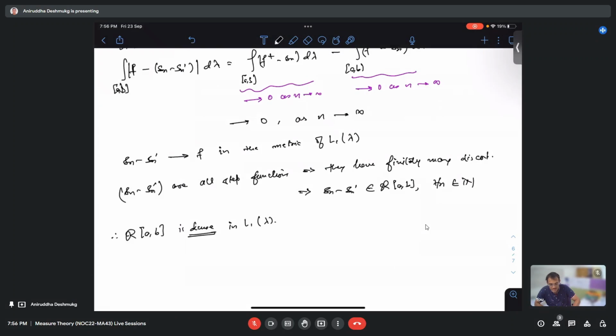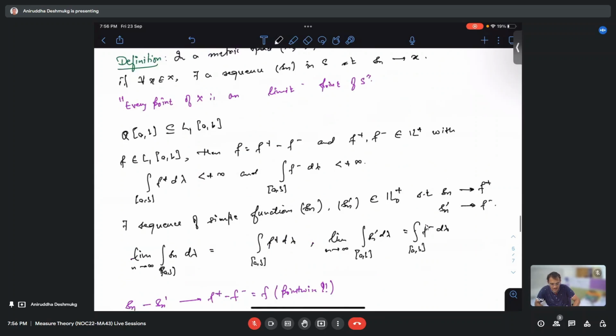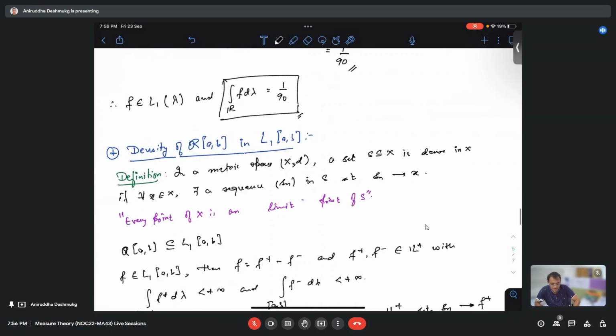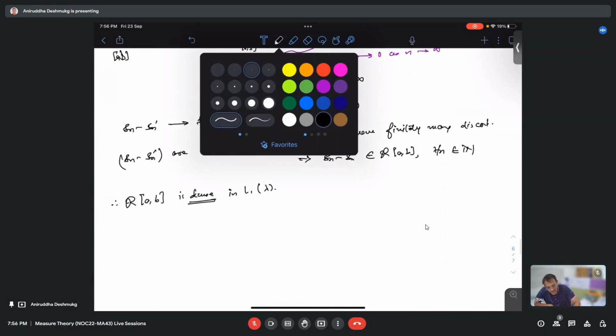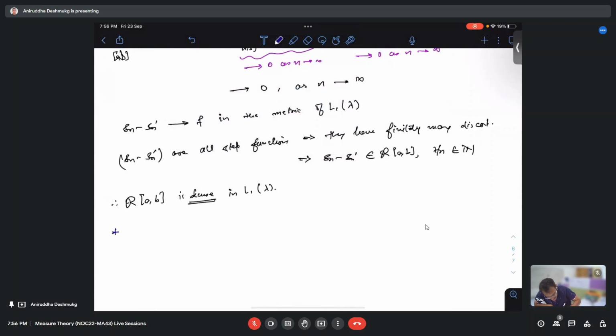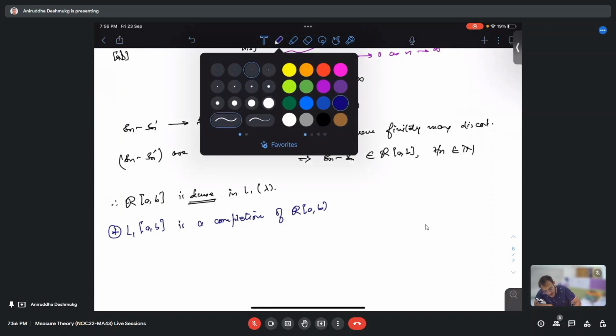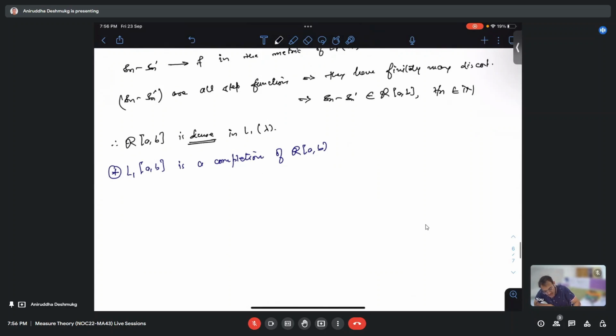This was one of the points that was left during the lectures, and I hope that this makes the theorem clear that L1AB is a completion of RAB. And why is it called a completion? Because that is how completions of metric spaces are defined. Let me give that definition as well.